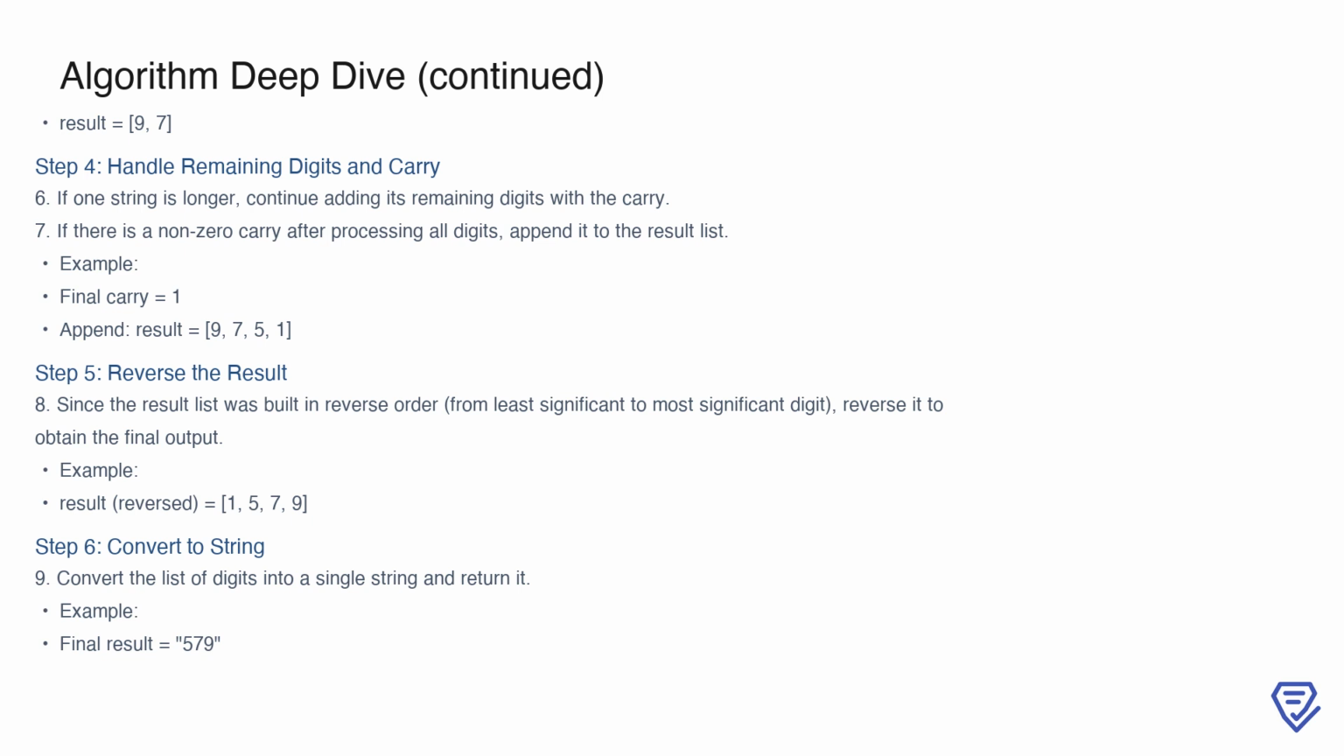Once the addition is complete, the result list, which currently holds the digits in reverse order, needs to be reversed to reconstruct the number in the correct order. For instance, reversing 9, 7, 5, 1 gives 1, 5, 7, 9. This reversed list represents the final sum of the two input strings.